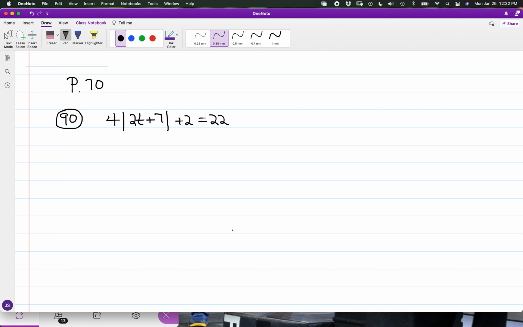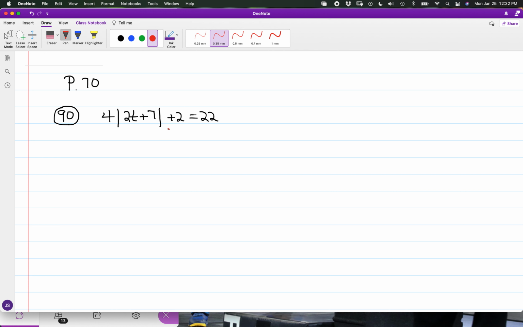Looking at the setup, if I take 2 away from both sides, again I'm going to isolate the absolute value of 2t plus 7. With the grouping symbols that denote absolute value, I cannot treat them as I would brackets or parentheses. So I'm not going to distribute 4 over all of 2t plus 7. Working around the absolute value term, we have 4 times the absolute value of 2t plus 7 is equal to 20.